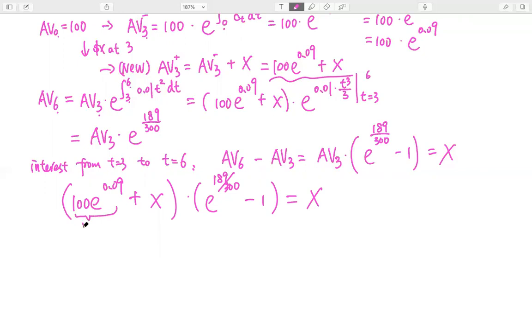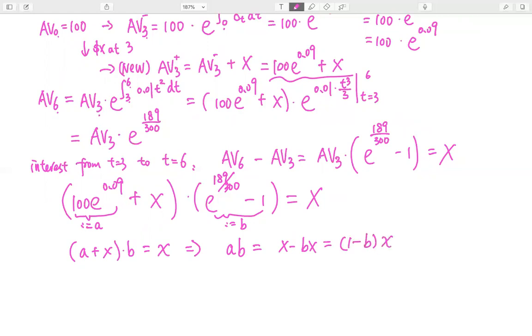Okay. So I'm going to solve this equation. To help me, I call this constant A. This is constant B. So now what I have is A plus X times B equals X, right? So I can move everything with X to one side. So distribute. So it's AB equals X minus BX. Factor out X. It will give me 1 minus B times X. That means my X will be equal to A times B divided by 1 minus B.